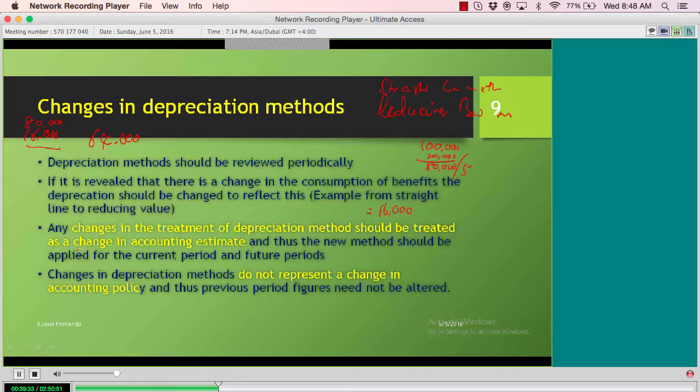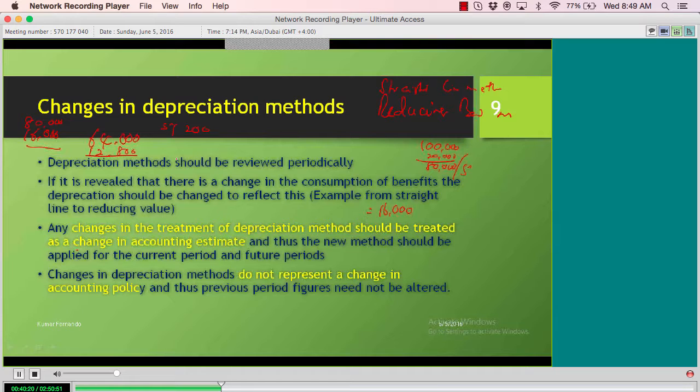So you can see it's not going to be $16,000 equally, it will be a different figure. $64,000 minus $12,800 is $51,200, and 20% of this one. So you can see the depreciation figure will come down. First year it was 16,000, second year it is 12,800, third year it is going to be 10,240. That way you can decide the depreciation method, whether you provide reducing balance or go on the straight line method. That can be reviewed periodically.